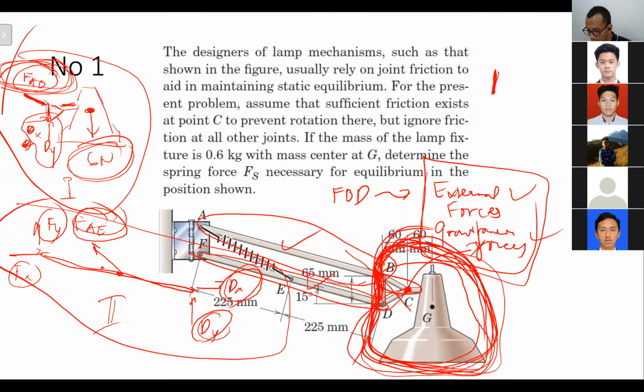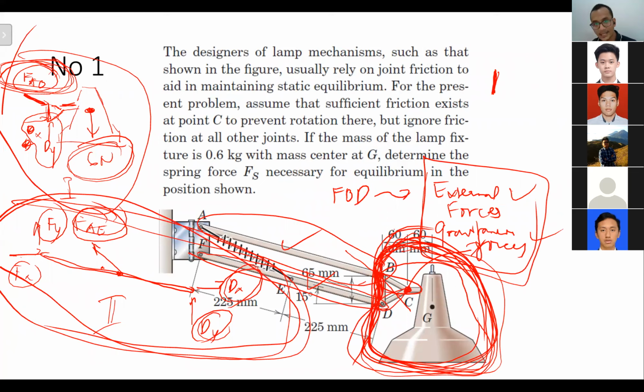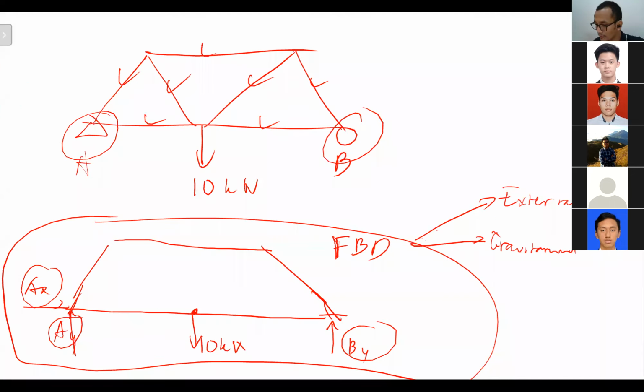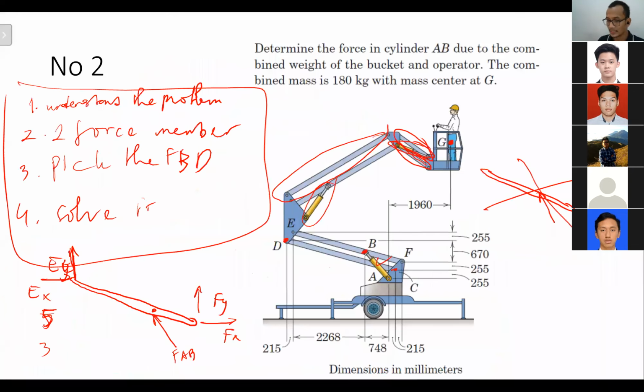In order to solve for FAE, you have to solve the second free body diagram here. This is the main free body diagram, but we cannot solve it directly, right? So sometimes in order to solve the main free body diagram, we have to solve another free body diagram first. That's the technique behind it. So try to find the free body diagram that you're supposed to solve in order to solve the problem.